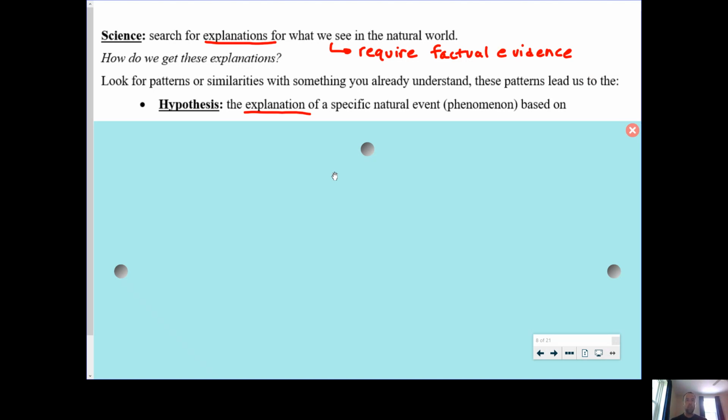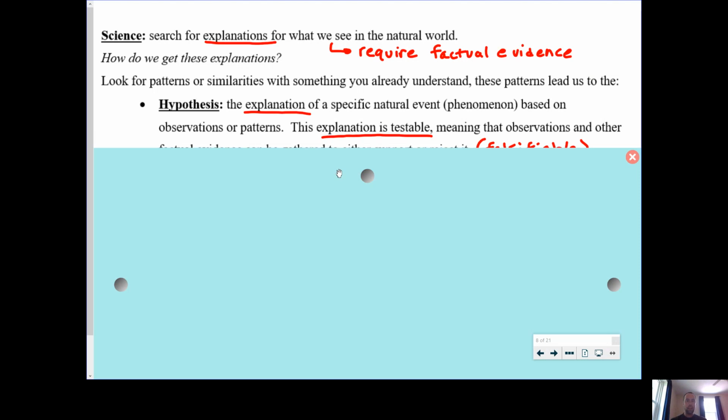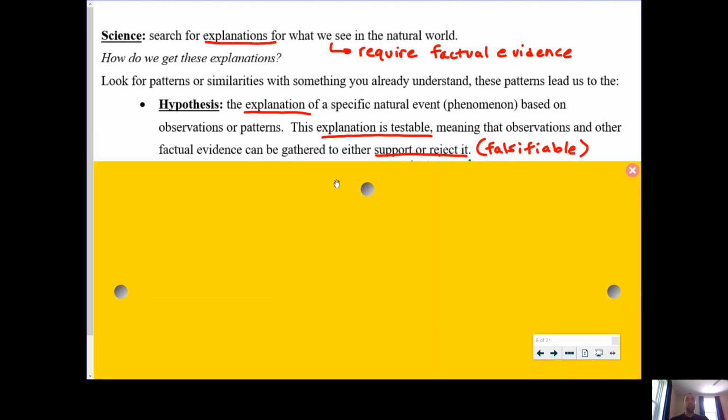Is that going to help in a measurable way improve memory? So you might come up with a hypothesis. So a hypothesis is an explanation of a specific natural event or phenomenon based on observations or patterns. The important thing is that this is testable and falsifiable, meaning observations and other factual evidence should be gathered in order to support or reject it.